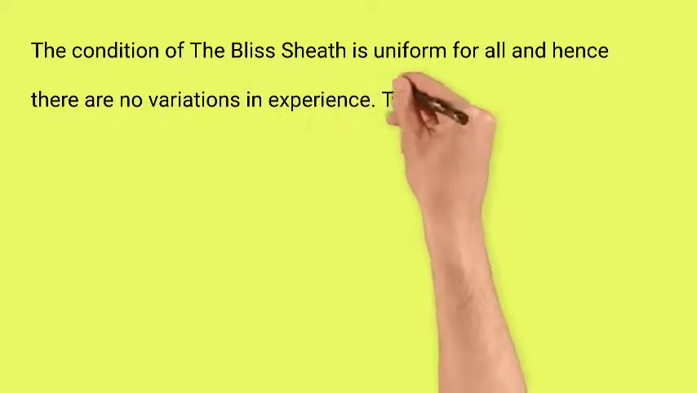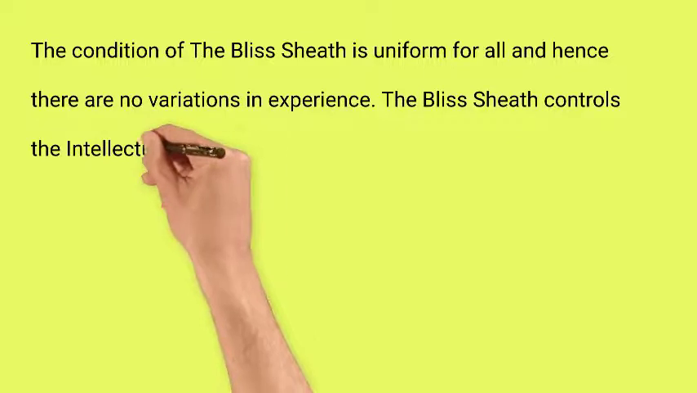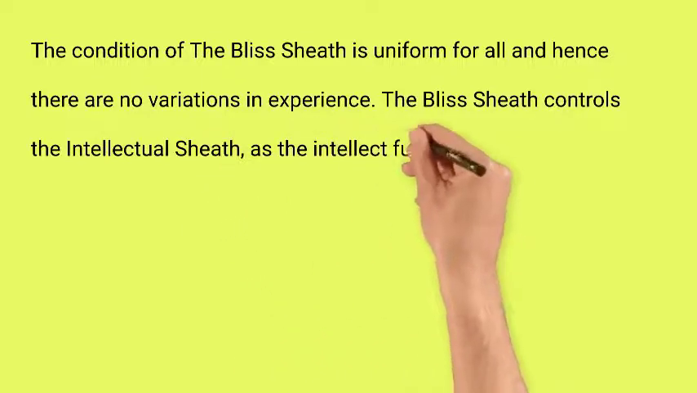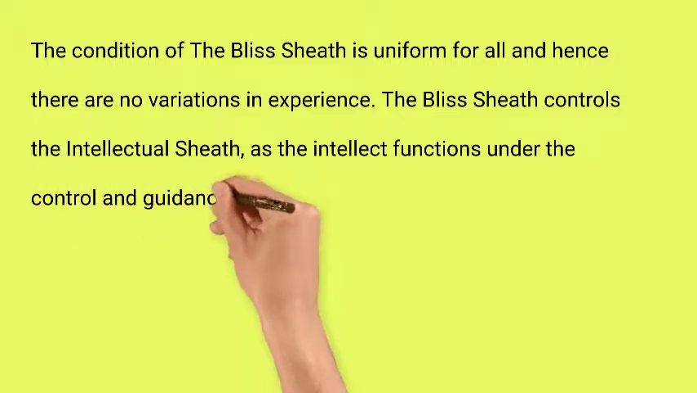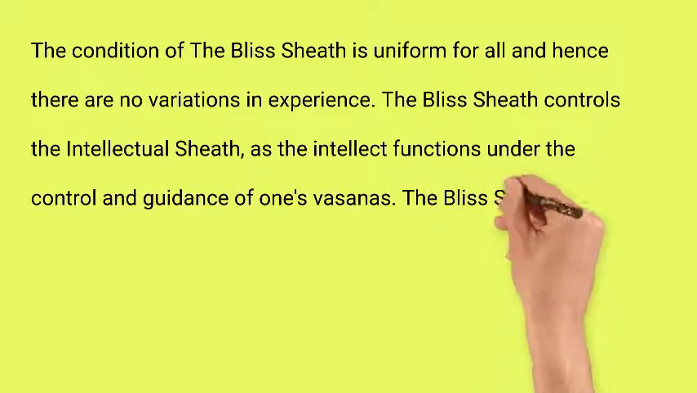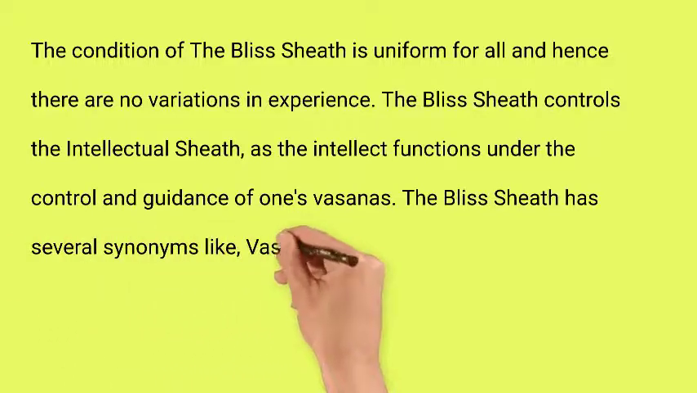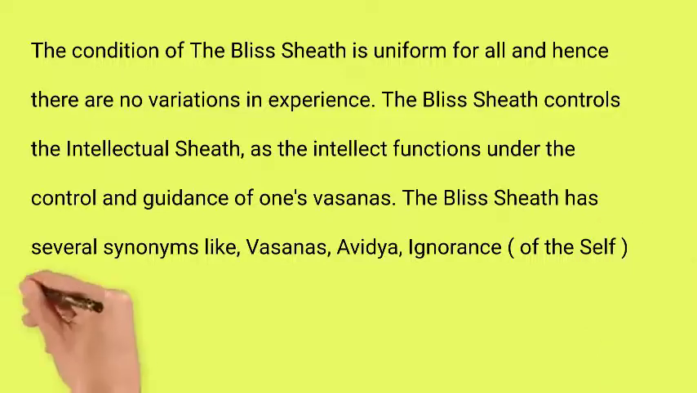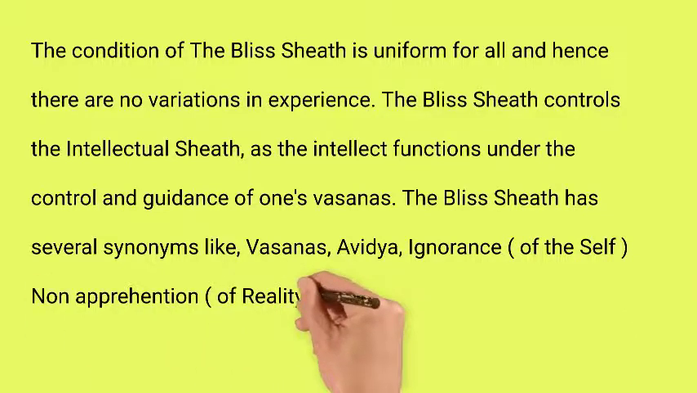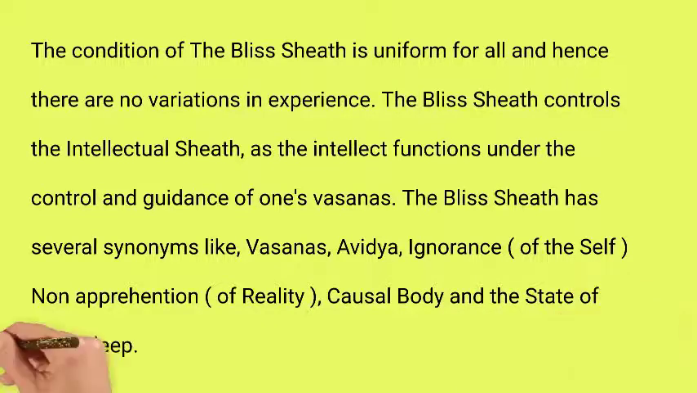in experience. The bliss sheath controls the intellectual sheath, as the intellect functions under the control and guidance of one's vasanas. The bliss sheath has several synonyms like vasanas, avidya, ignorance of the self, non-apprehension of reality, causal body, and the state of deep sleep.